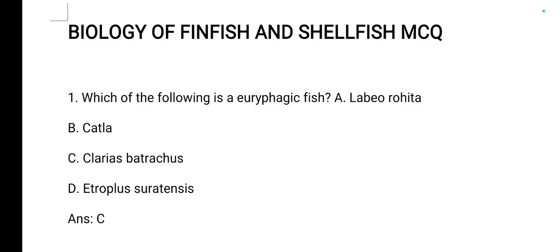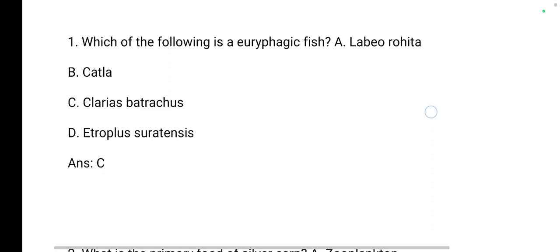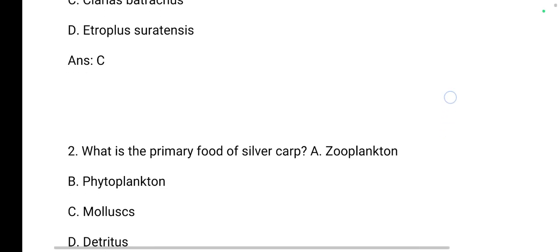In this video, we are going to discuss 200 MCQs related to biology of finfish and shellfish. So it will play a very important role for your ICAR exam as well as other fisheries-related competitive exams. So let's begin. First question, which of the following is euryphagic fish? So the correct answer will be Clarias batrachus.